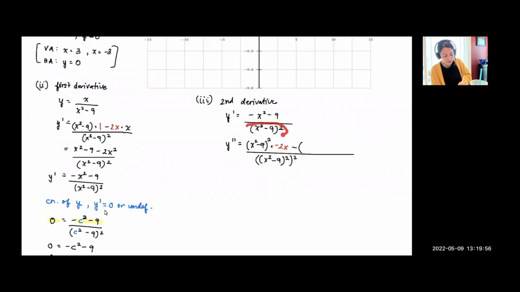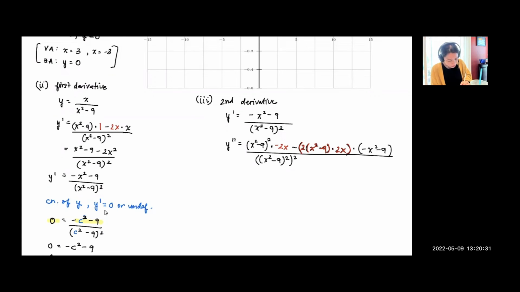minus, now I have to take the derivative of the denominator. This is going to take some chain rule here. I have to bring down that power of 2, multiply by the inner, and that becomes just one factor, times the derivative of the inner, which is 2x, and then times, leave the numerator alone, -x² minus 9.